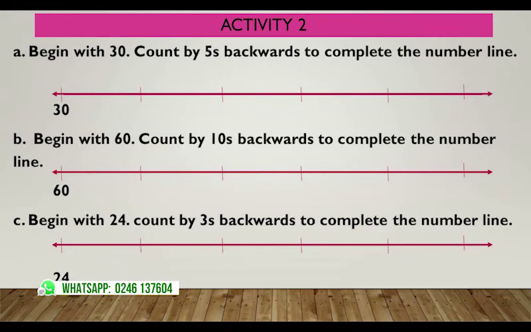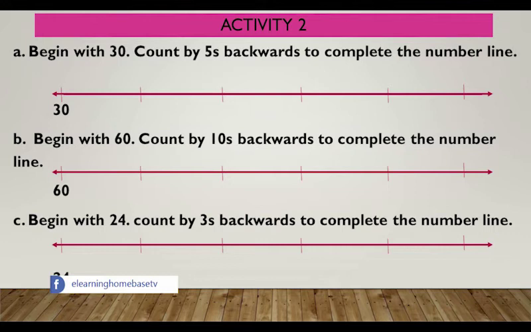I have another activity for you today. For A, begin with 30. Count by fives backwards to complete the number line. You are going to count by fives backwards to complete the number line. So our first number there on the number line is 30. And you are to fill in the skip counting numbers. That is skip counting backwards in fives.